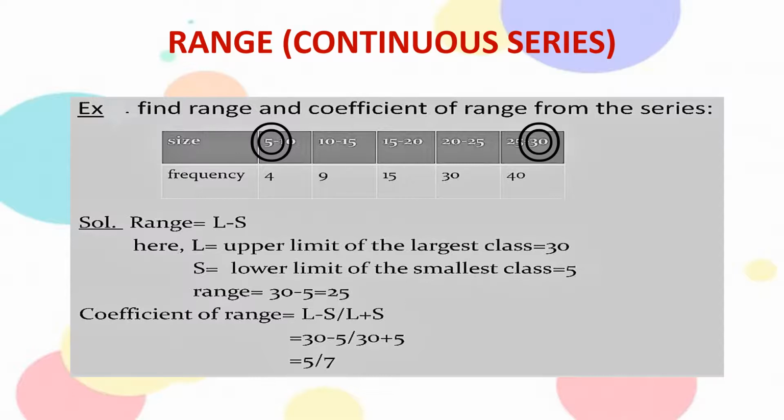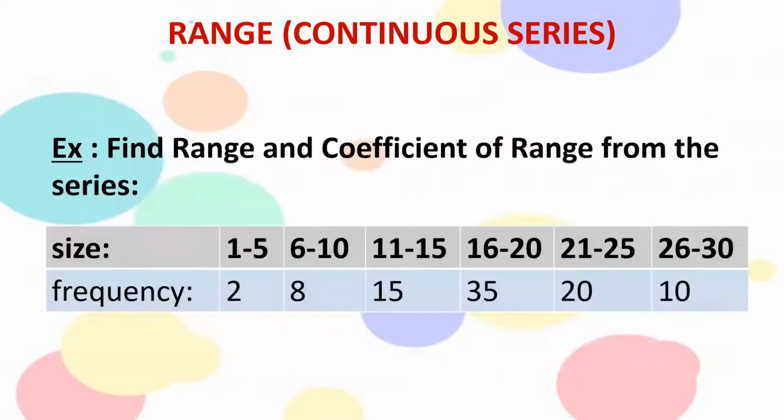So range is L minus S, so 30 minus 5, which is 25, and coefficient of range is L minus S by L plus S. That is 30 minus 5 by 30 plus 5, which gives you 5 by 7. So this is how to calculate the range in case of exclusive series.